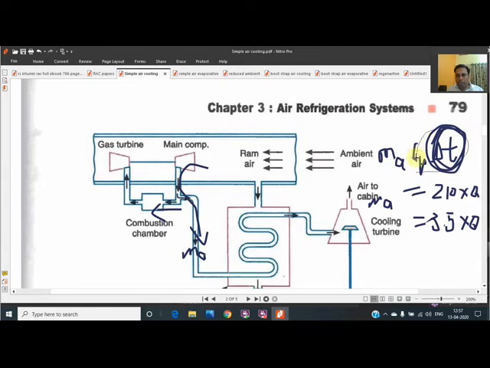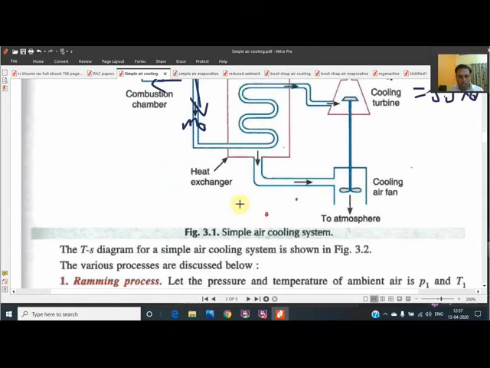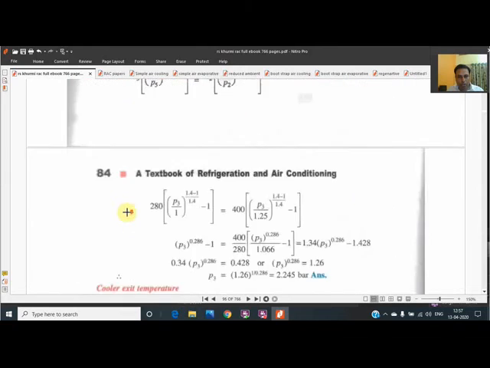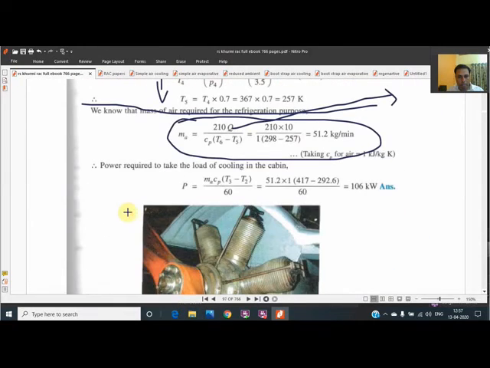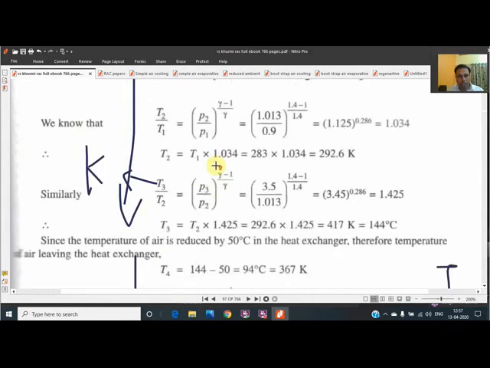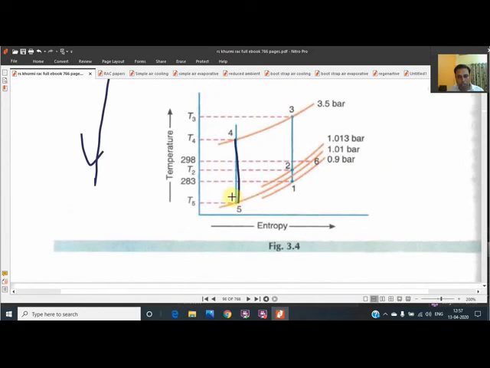As soon as you determine this CP delta T, you have to divide below it and you will get MA. The same thing they have done in the question also. The question which I was solving, they have determined the MA. MA CP delta T, 6 minus 5 was the cooling effect, because as soon as the air enters the passenger cabin, it used to get heated up, and at this particular point it has heated up.